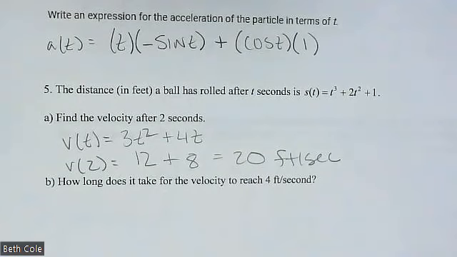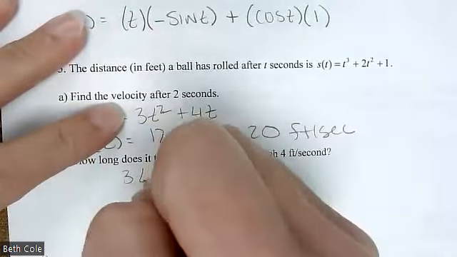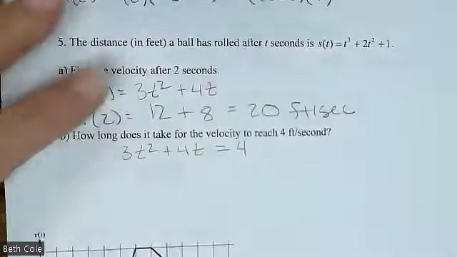B says how long, so your answer should be a time, like t equals whatever seconds, right? How long does it take for the velocity to reach 4 feet per second? So you're going to take your velocity function, this 3t squared plus 4t, and set it equal to 4.